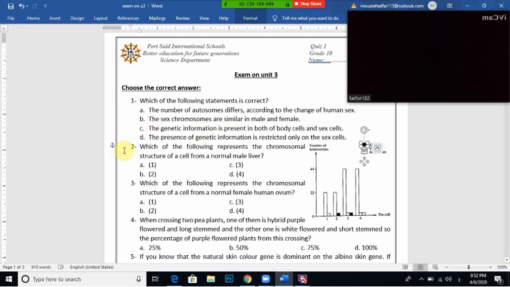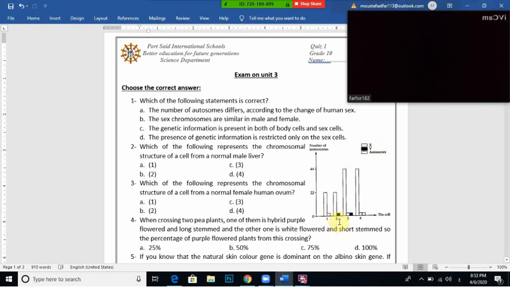Which of the following represents the chromosomal structure of a cell of a male liver? Here's a graph representing 4 types of cells and the number of chromosomes in each one of them. The first cell has 22 autosomes and 1 X chromosome, and I knew that because I looked into the key of the graph. The X chromosome is a blank rectangle, the Y chromosome is the black rectangle, and the autosomes are gray or white rectangles.